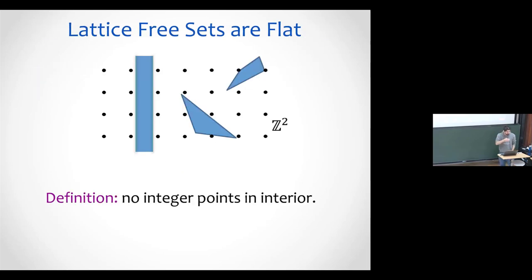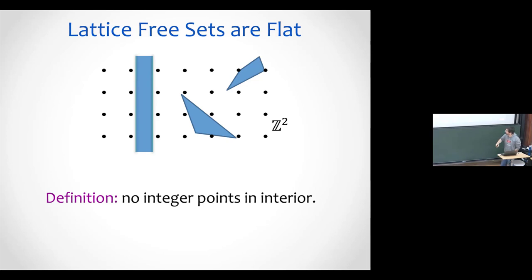And so now I want to go back and take it from the perspective that many people will have seen before, in the context of lattice-free sets, which I talked about at the beginning. If you have lattice-free sets, I'll connect this to the covering radius in a second. What we know is that these sets should be flat in some sense. They can't be big in every possible direction.